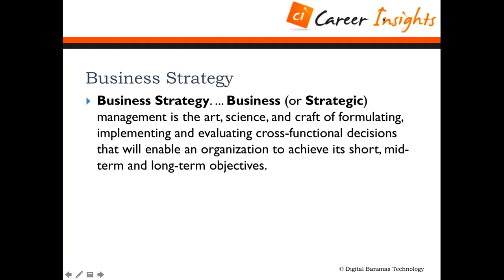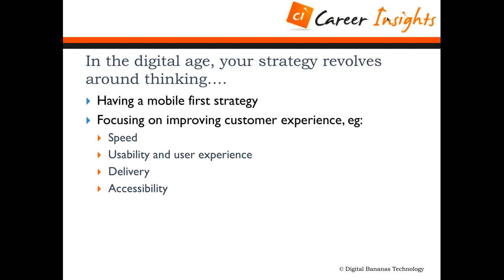So business strategy, or strategic management, is the art or science or craft of formulating, implementing, and evaluating cross-functional decisions that will enable an organization to achieve its short, mid-term, and long-term objectives. So basically, what do we need to do to grow and make money? Short-term, mid-term, and long-term. Because we live in the digital age, we must see how digital technology can help us achieve this objective.